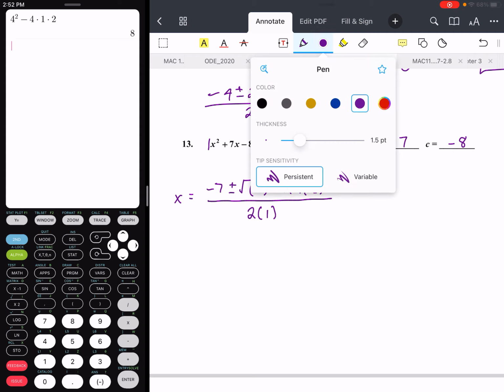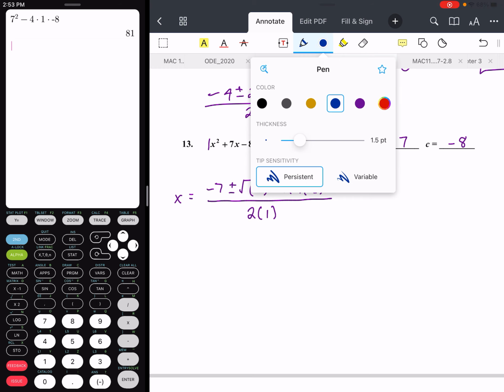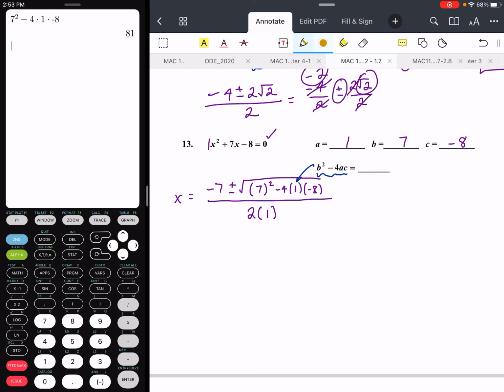All right, so next up, let's go ahead and evaluate this b squared minus 4ac amount. That's the amount that's underneath our square root. So under the square root, we have 7 squared minus 4 times 1 times negative 8. And that adds up to 81, right? Notice that we have 2 negatives there. Negative times negative is a positive, so we actually have 49 plus 32, which is why we end up with a positive 81 under there.